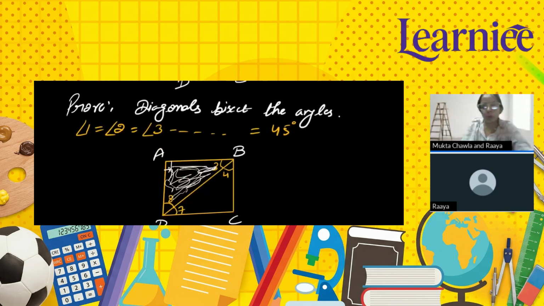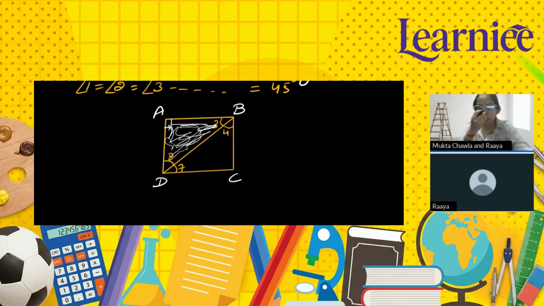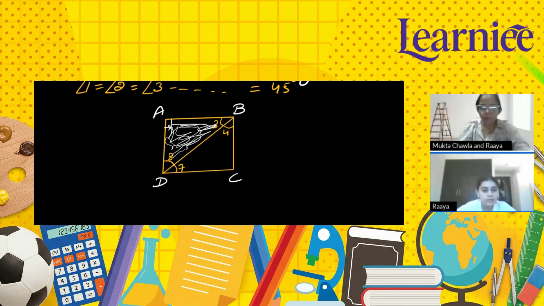Now what should we do here? Can we go with the congruency? I don't think so. So what can we do here? We will be going with the angle sum property, right? See what they have given us. We are adding up the values here. You can read it from here.